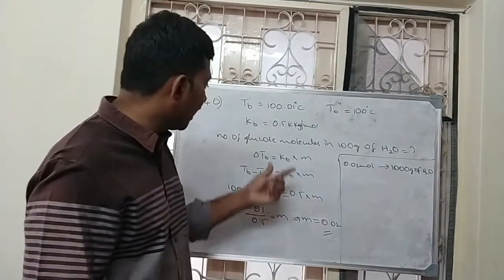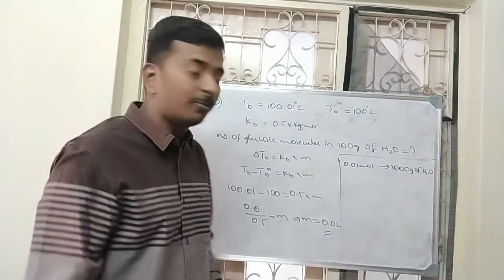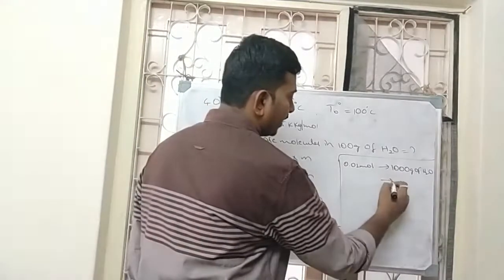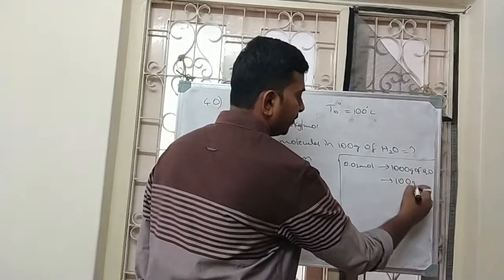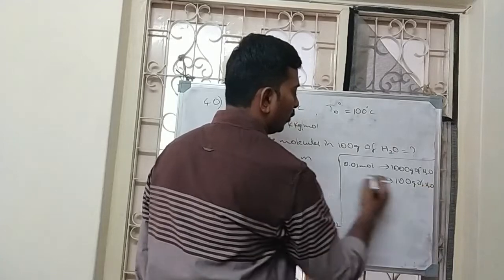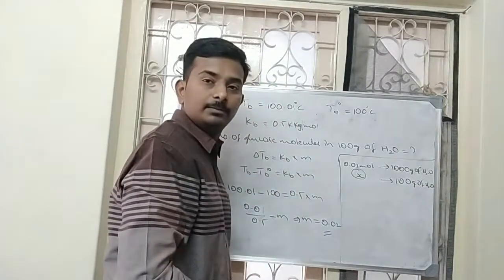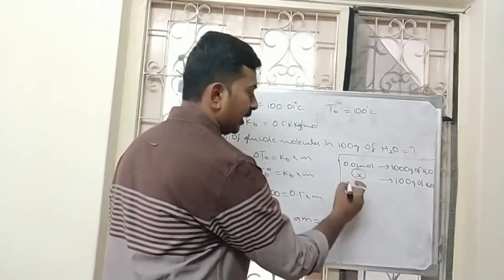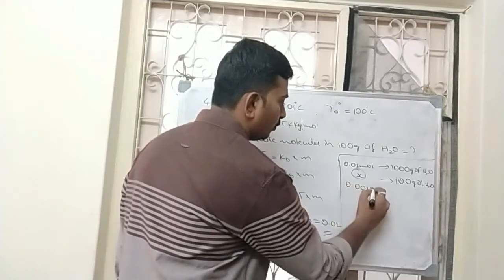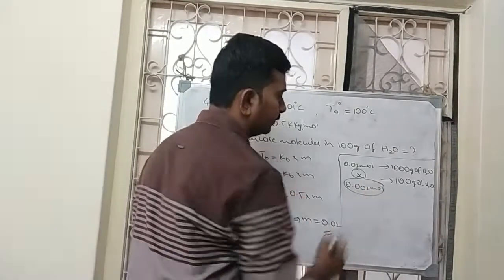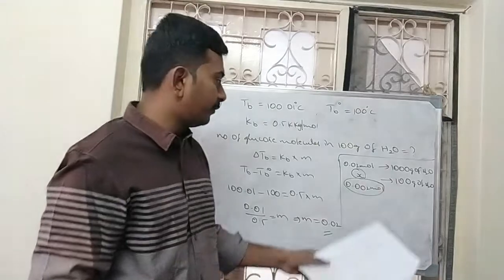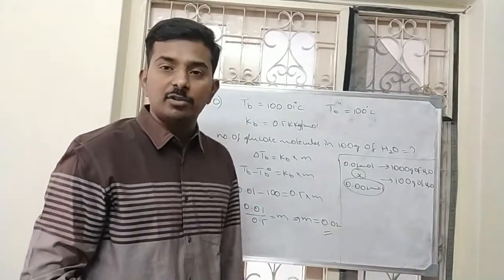But they are asking us to calculate glucose molecules in 100 grams of water. So if in 1000 grams there are 0.02 moles, then how many moles do 100 grams of water contain? It will be 0.002 moles. This is the number of moles of glucose present in 100 grams of water.